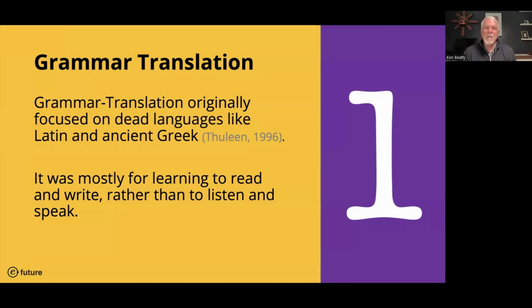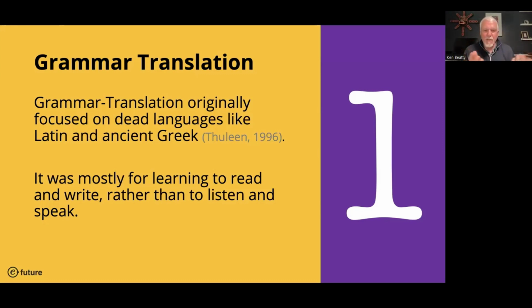So let's begin. Grammar translation, the oldest one. Grammar translation originally focused on dead languages like Latin and ancient Greek. People in England, or in Europe or elsewhere, wanted to learn Latin and Greek. Well, nobody's speaking it. I mean, there's modern Greek, but not ancient Greek. And so they could really only read about how to, or learn how to read it. And so they learned the grammar as well. And they translate from Latin into English and English back into Latin.